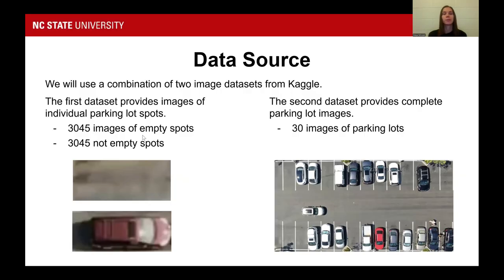The first data set provides images of individual parking spots with around 3,000 images of empty spots and 3,000 images of non-empty spots, and examples are shown on the bottom of the slide. And then the second data set provides complete parking lot images with around 30 images. However, we chose to test our model using only four full parking lot images.